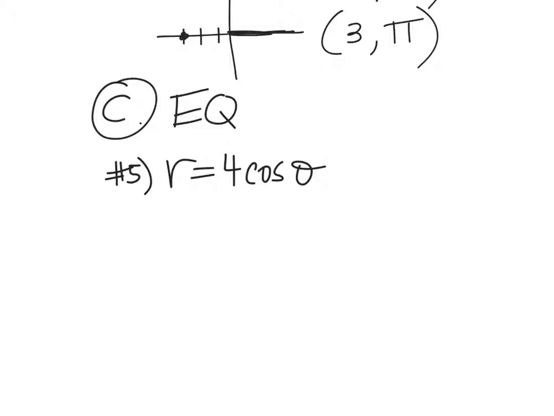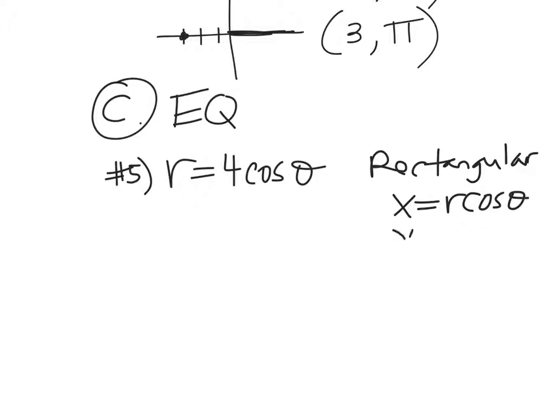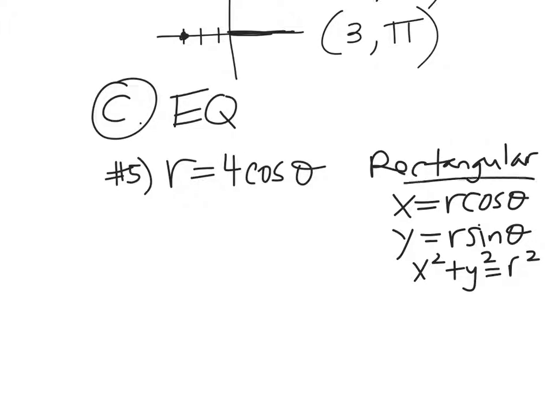Okay? All right. So this is what you're going to do. This is really weird, so pay attention to this, okay? To get this into its rectangular form, we need to have x's and y's. Now the thing is, you need to know that x equals r cosine theta, and y equals r sine theta, and x squared plus y squared equals r squared. Okay? Those are going to be the key things that you're going to need to changing anything from polar to rectangular. You're going to need those at some point.